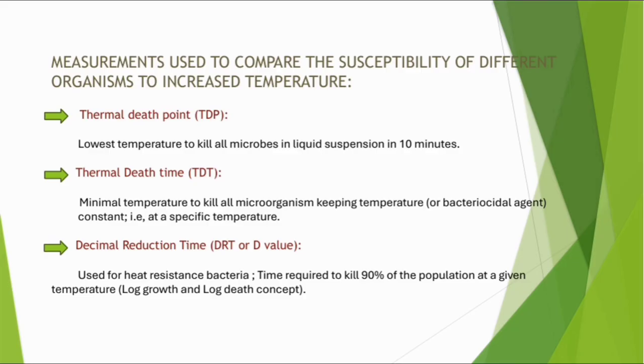Finally, there's the decimal reduction time, often called D-value. This is particularly useful for heat-resistant bacteria. It indicates the time required at a given temperature to reduce the microbial population by 90%. So, if you start with a certain number of bacteria, after this time, only 10% will remain. It's based on the concepts of logarithmic growth and death, which helps us quantify resistance. Connecting this to our overall theme, these measurements are crucial for designing effective sterilization protocols and understanding microbial resistance in various settings.